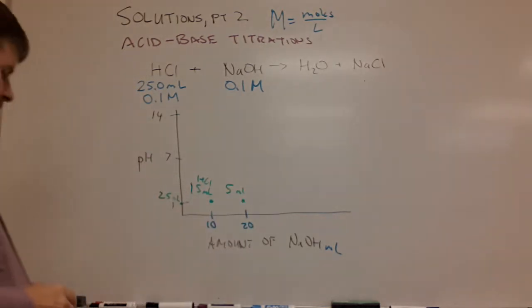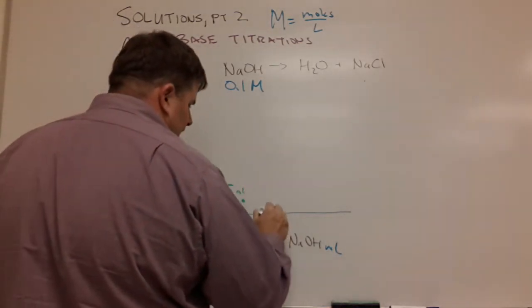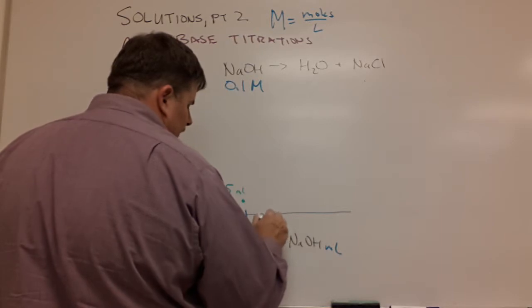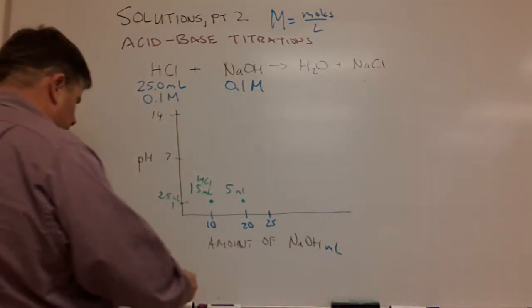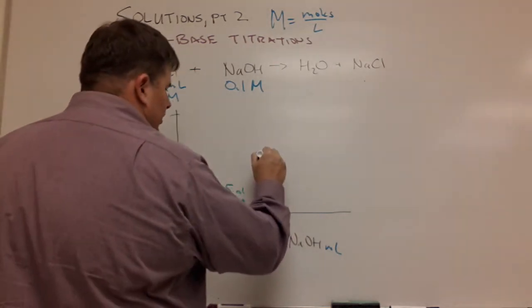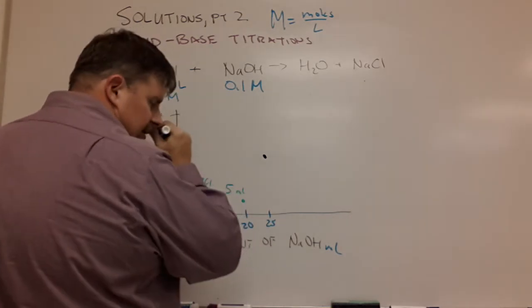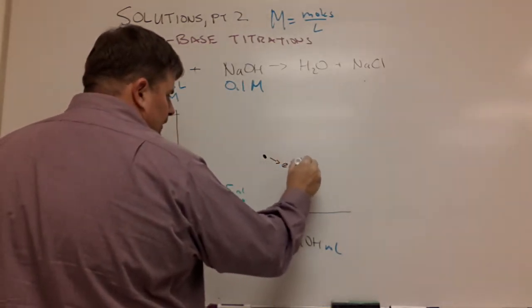Okay? Now, when I get to the equivalence point, if I am a master of titration values and I add exactly 25 milliliters of NaOH, I'm going to reach something that's right in the middle. And that point that's right in the middle is going to be my equivalence point. Okay? This is at pH 7. So right here, this is my equivalence point.